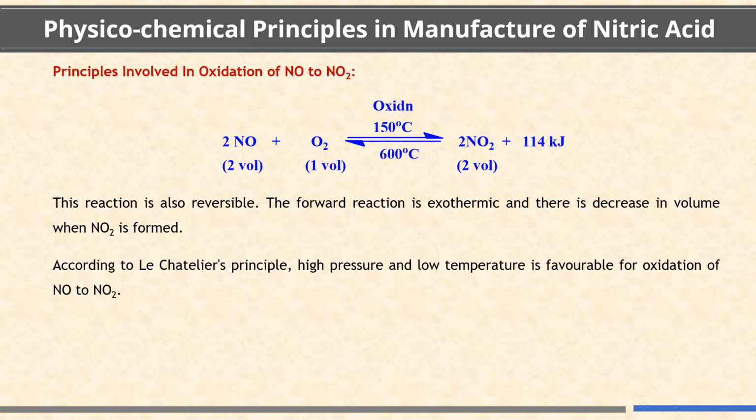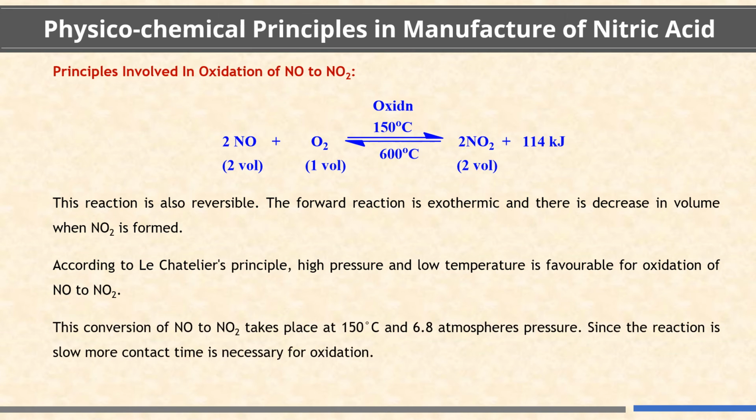According to Le Chatelier's principle, high pressure and low temperature are favorable for the oxidation of nitric oxide to nitrogen dioxide. This conversion of nitric oxide to nitrogen dioxide takes place at 150 degrees Celsius and 6.8 atmospheric pressure. Since the reaction is slow, more contact time is necessary for oxidation.